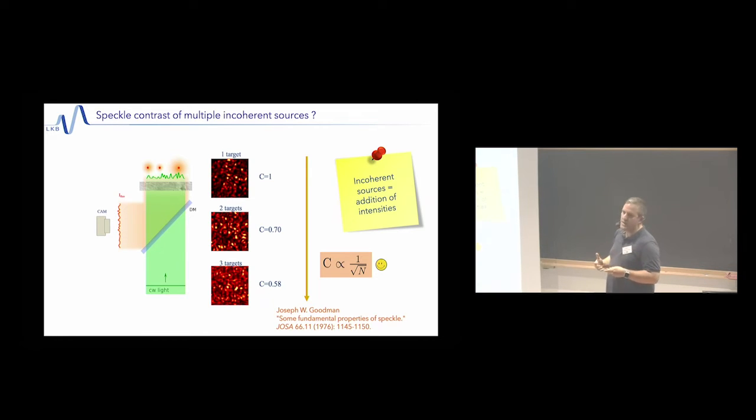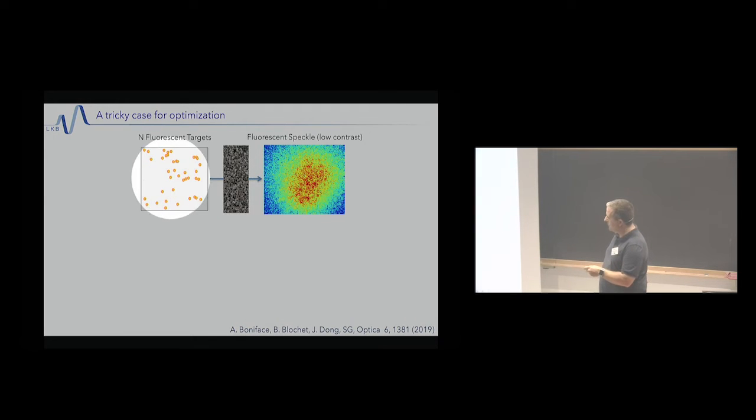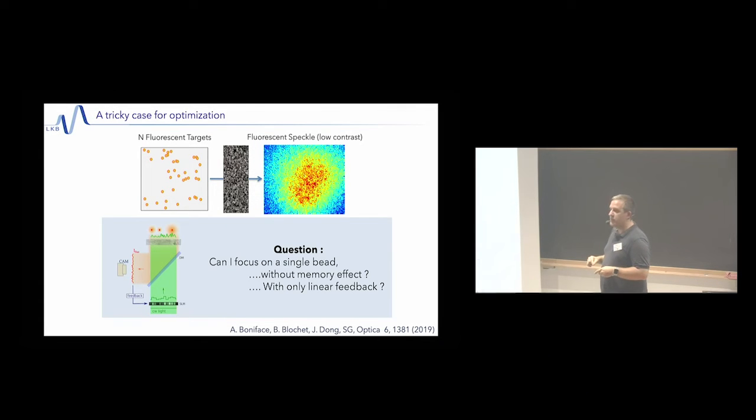And this is something that we would like to exploit for what I will show you now for imaging. So the first thing we did, during the thesis of Antoine Boniface, was to say, okay, now we have this extended fluorescent object, so the thing that doesn't work if you optimize the total intensity. This is the speckle that we see on the camera, and if we optimize the total intensity, it doesn't work. So can we focus on a single bead even in this case? Can we try to adapt this optimization method that I was showing you before, but to this extended fluorescent object?